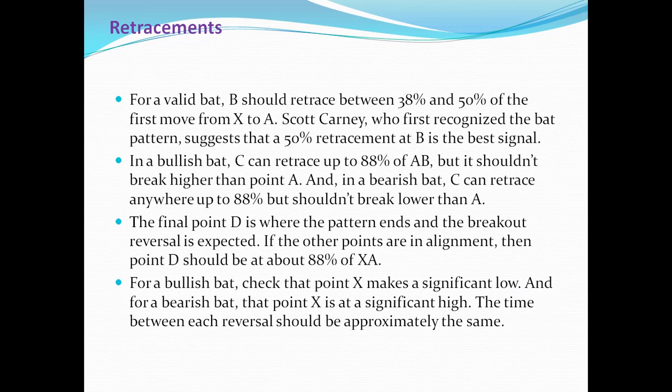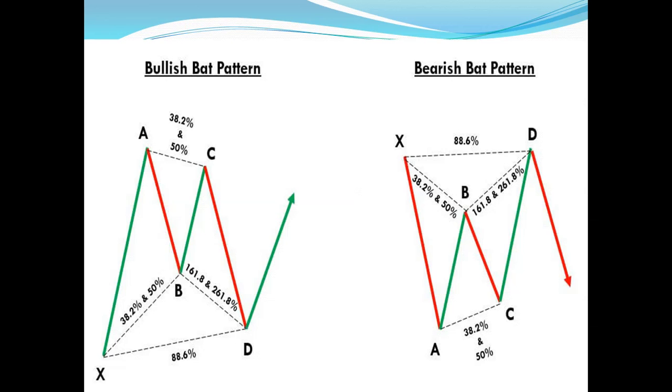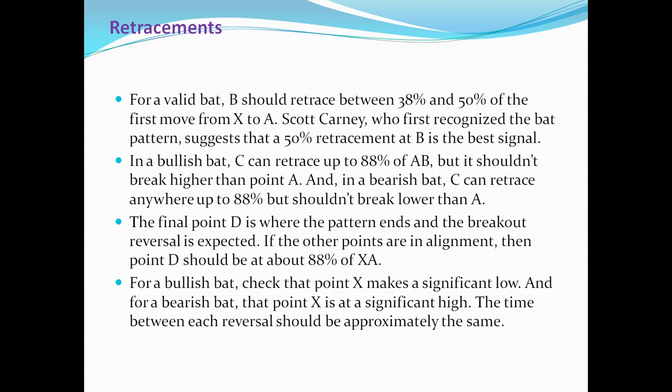Retracement. For a valid bat, B should retrace between 38% and 50% of the first move of XA. You can see it is already written in the diagram. Scott Carney, who first recognized the bat pattern, suggests a 50% retracement at B is the best signal. In a bullish bat, C can retrace up to 88% of AB, but it shouldn't break higher than point A. In the bearish bat, C can retrace anywhere up to 88%, but shouldn't break lower than A.